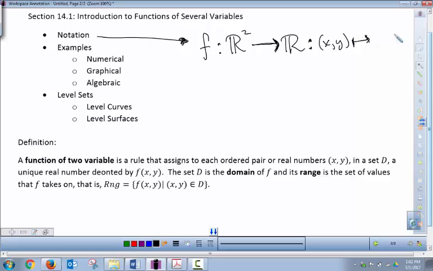And your output is going to be the real number value that you get when you put in the ordered pair of values. So this is another way to describe what we're talking about.